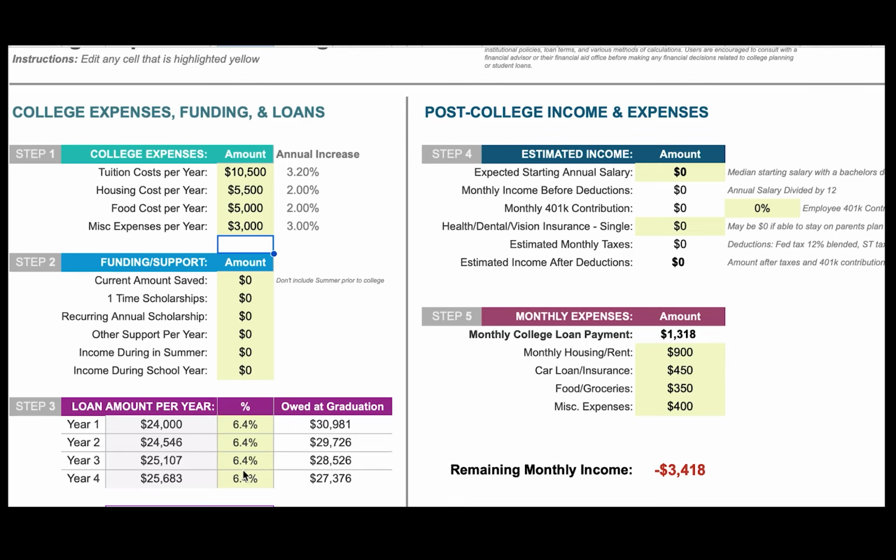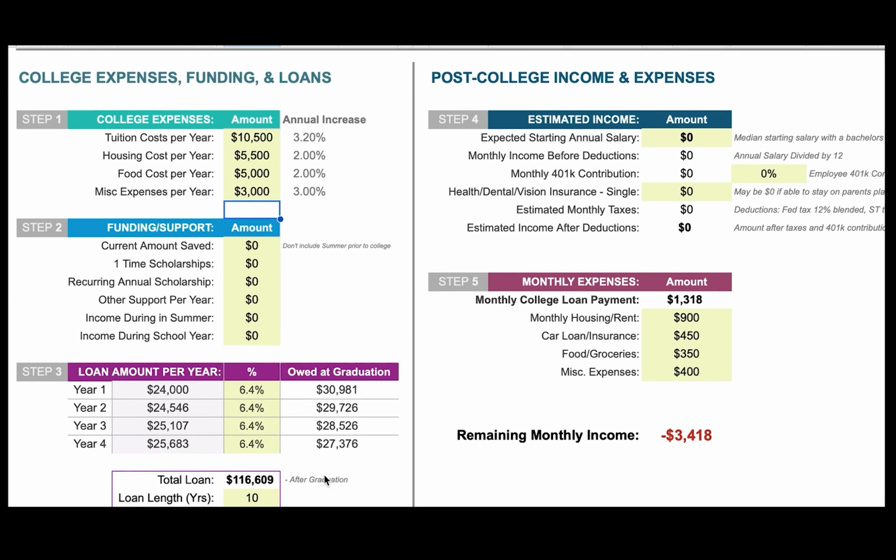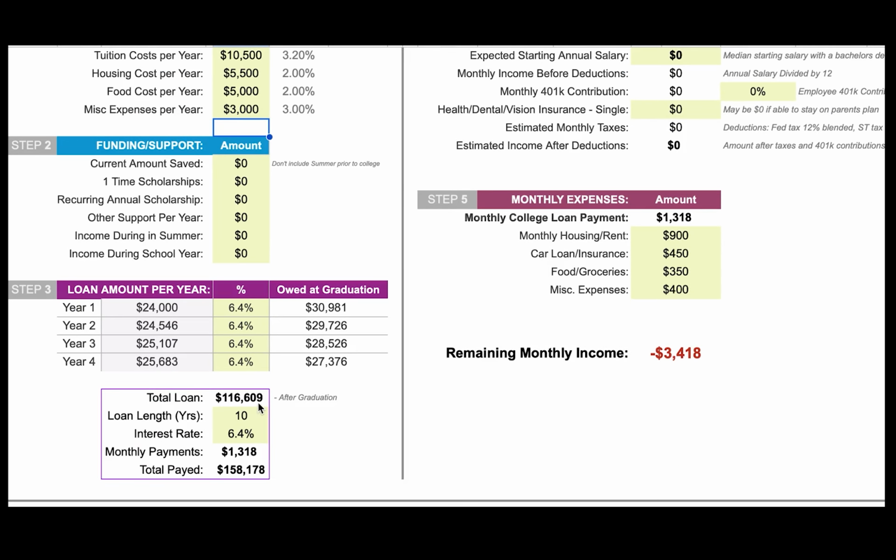And that happens every year. You'll notice not as much in the last year because it only had 1 year of interest. And so at the end of this, you would owe $116,000 in student loans. That's if you had no funding or any support coming in to help offset that.